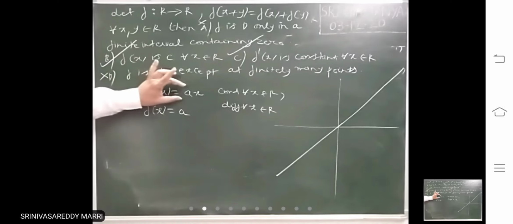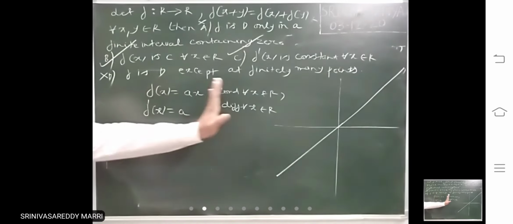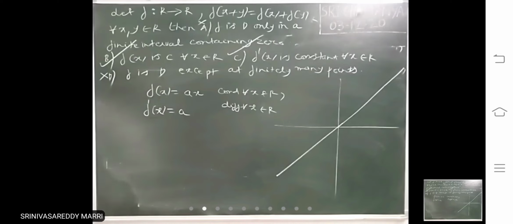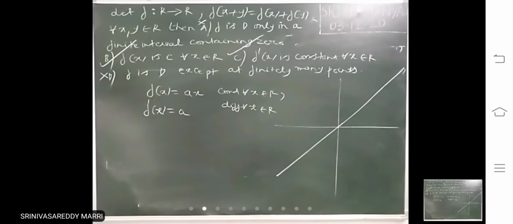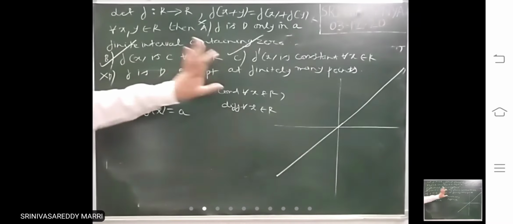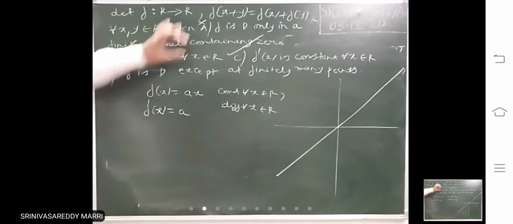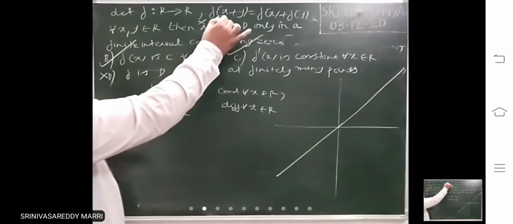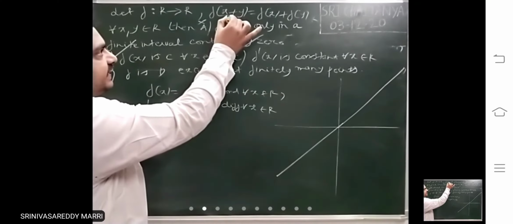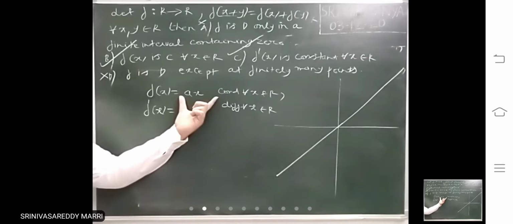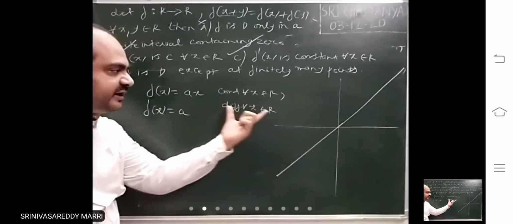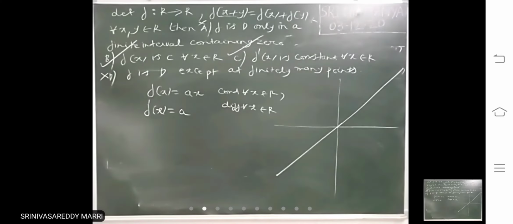Function is this. This is continuous and differentiable for all values. Derivative is a. If this is 2x, f dash x is what? 2. At any point it is 2. So this is correct. Remember this whenever you get, suppose f of (x plus y) by 3 equal to (f of x plus f of y) by 3, then also the same, ax plus b. Continuous everywhere, differentiable everywhere.